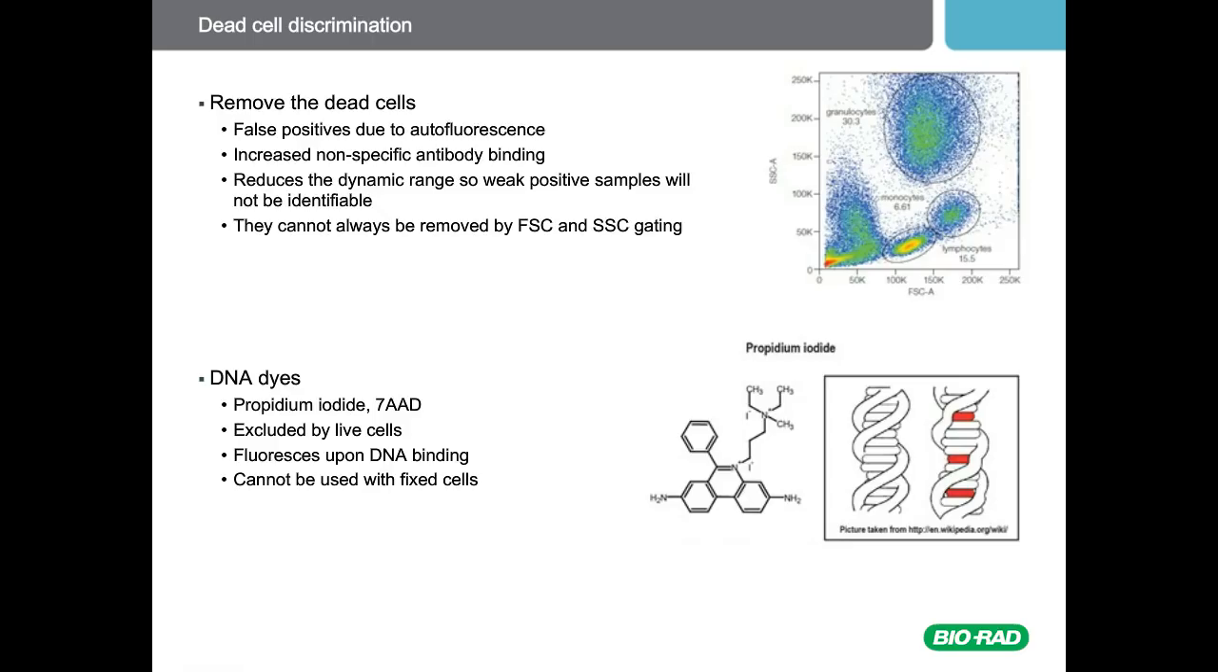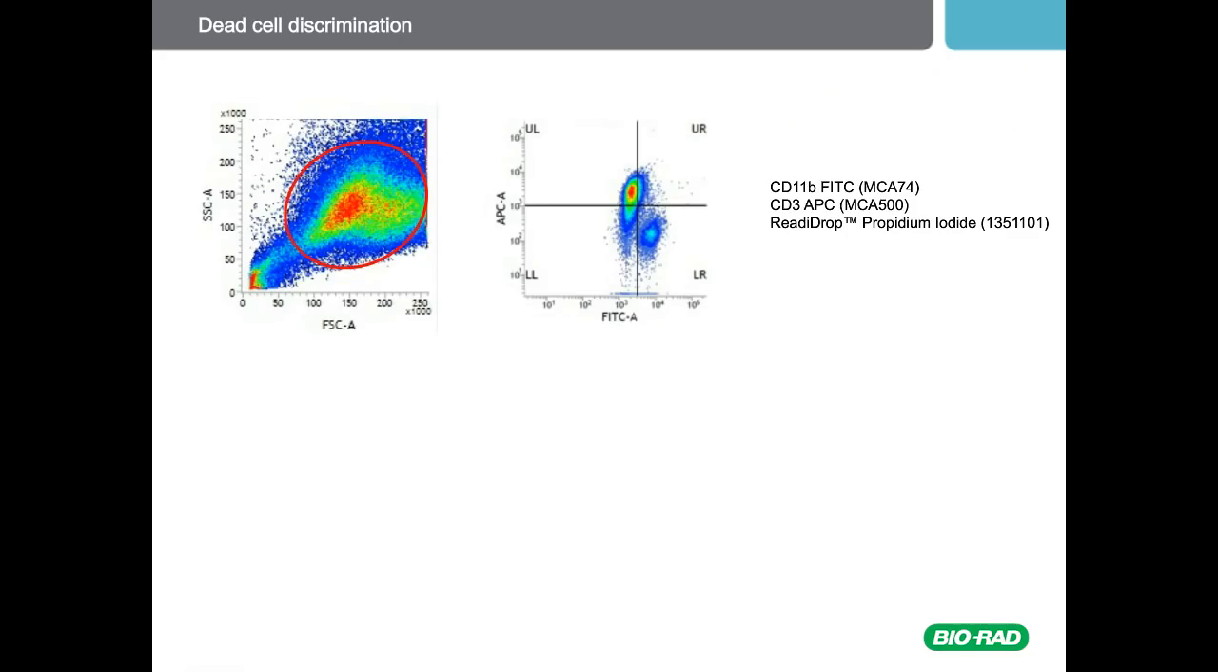An example of how the presence of dead cells can affect staining is shown in this slide. J774 macrophages were removed from culture and stained with the myeloid marker CD11b and the T-cell marker CD3. Cells were selected based on their forward and side scatter profile and the fluorescence determined. As can be seen in the fluorescence dot plot, there appear to be two distinct populations, one positive for CD11b and one positive for CD3.